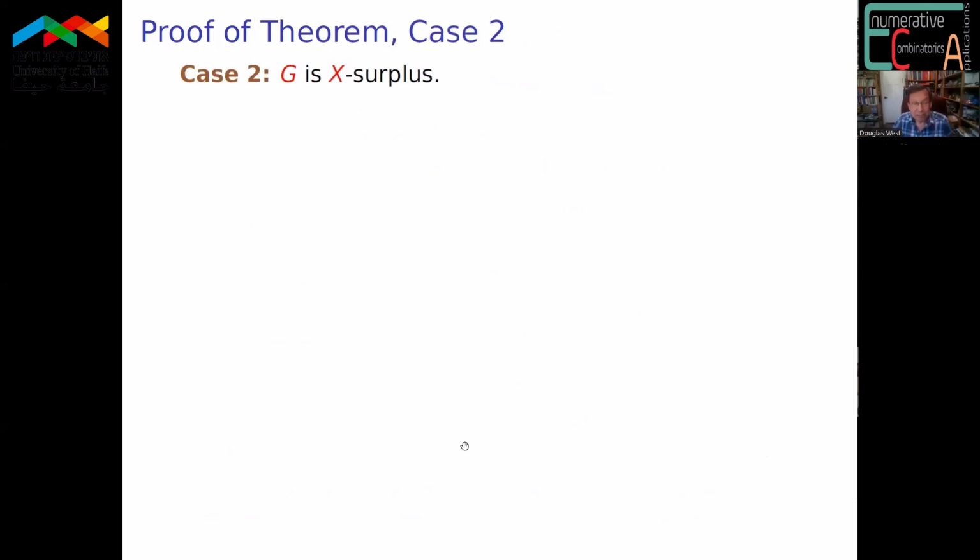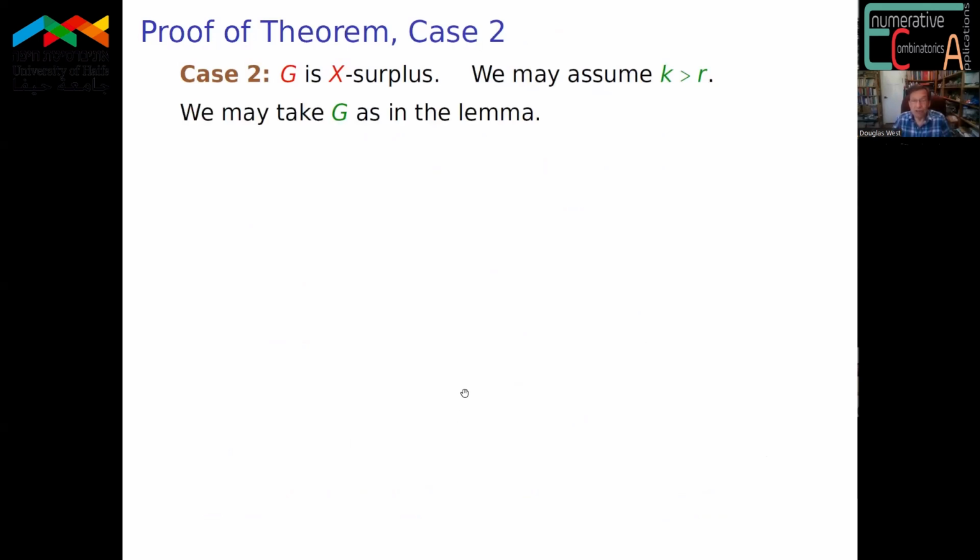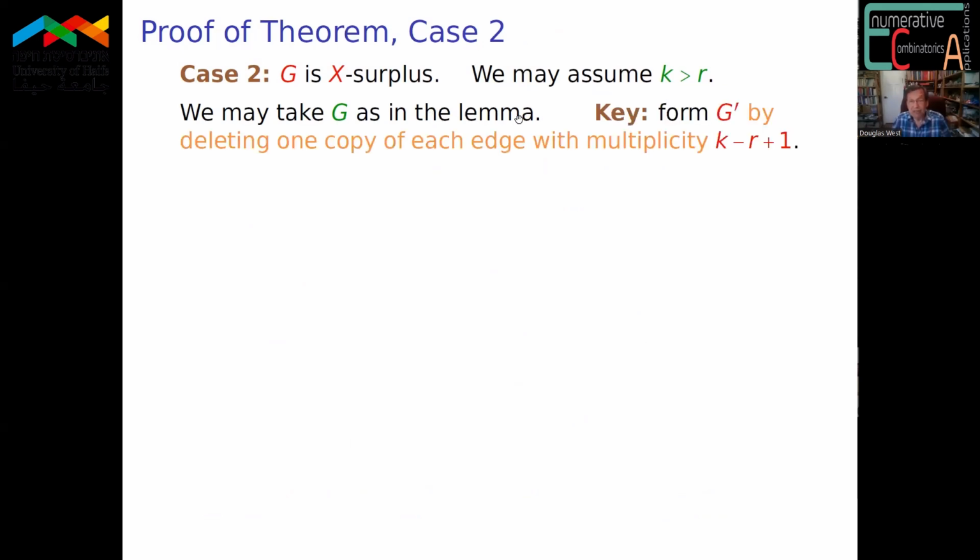But the interesting thing happens when we look at case 2, where G is X surplus. Again, we looked at the base case K equals R, so we may assume K is bigger than R. And we can assume that our minimizing example G has the properties as derived in the lemma. So that means that for each vertex of X, there's one incident edge that occurs with multiplicity K minus R plus 1.